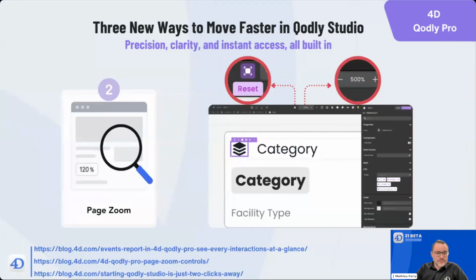The next one is the page zoom. So good design needs 2 perspectives. The full layout and the detail that changes everything. So now you move between them without breaking your flow. A quick shift to overview and a quick shift to precision. In other words, if you need to fine-tune a very small, precise area of your Qodly page, Qodly Studio now allows you to zoom right to it. And as your app deserves the perfect design, this is really useful.